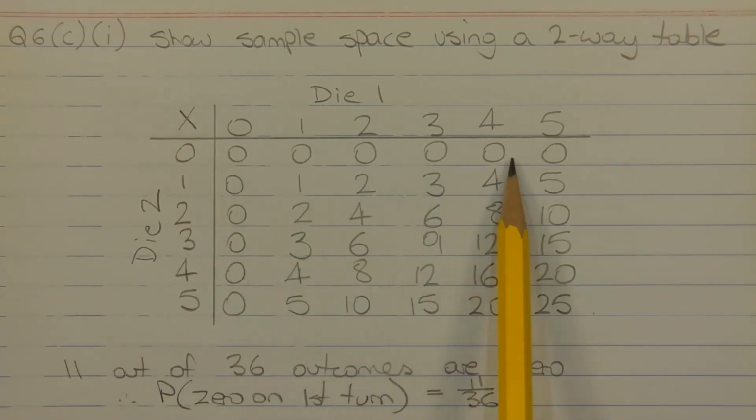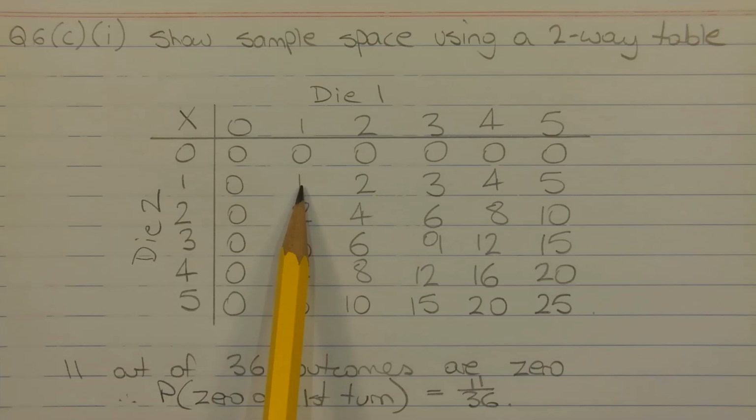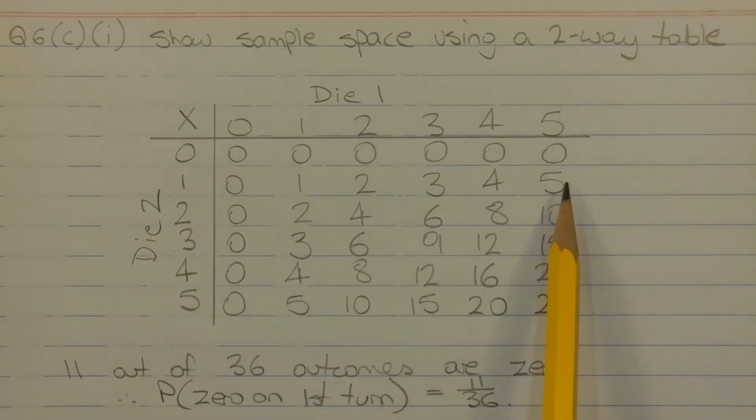So this entire row will be zeros. This entire column will also be zeros. Then we've got 1 times 1, which is 1, 1 times 2, which is 2, and so on. And the pattern continues all the way to 5 times 5, which gives us 25.